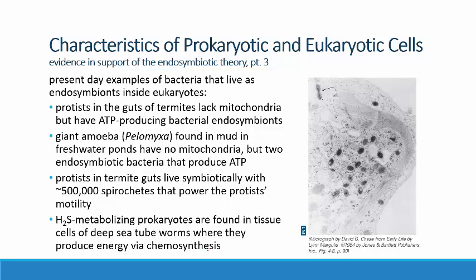And here we see a picture, I forget what this picture was now. You'll have to ask me in class what this is, and I'll try to remember then to be able to explain it. But trying to think. These are the ATP-producing bacterial endosymbionts that are found in the termites. I think that's what it is.